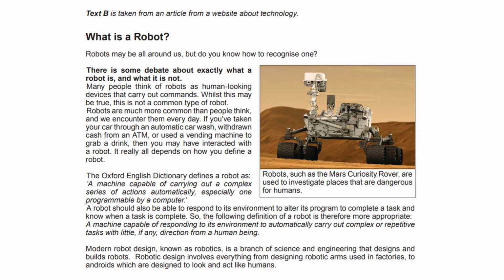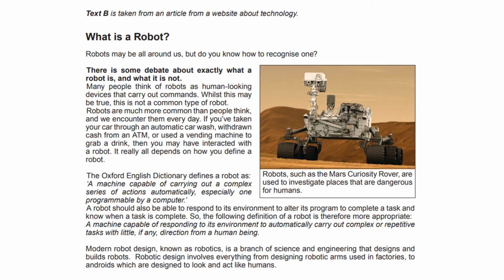"There is some debate about exactly what a robot is and what it is not. Many people think of robots as human-looking devices that carry out commands. Whilst this may be true, this is not a common type of robot." Some students may be highlighting a human-looking device that carries out commands because that's what robots do. But this text actually says that that's what people think robots do. But that's not the common type of robot. So while some people might think that's definitely something I need to highlight, I'm going to avoid doing that because I realise that the author is telling me that this is what people assume of robots, not what they actually do.